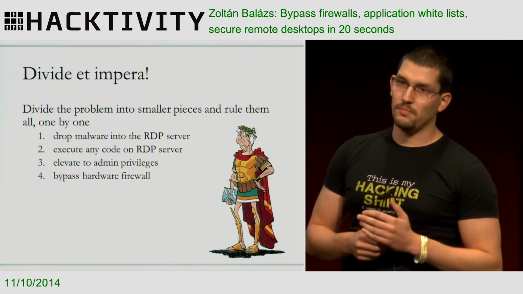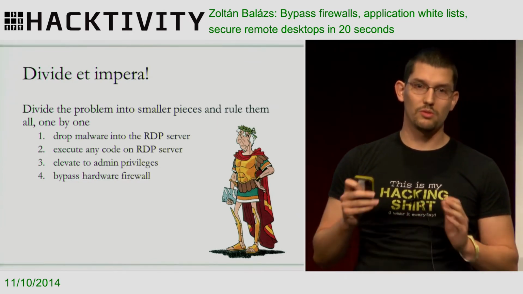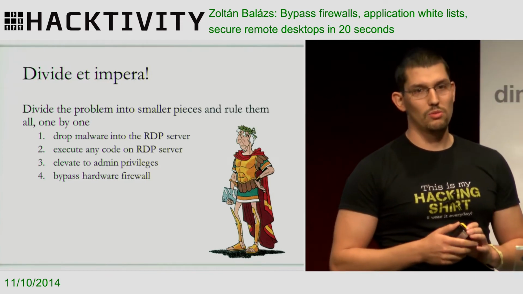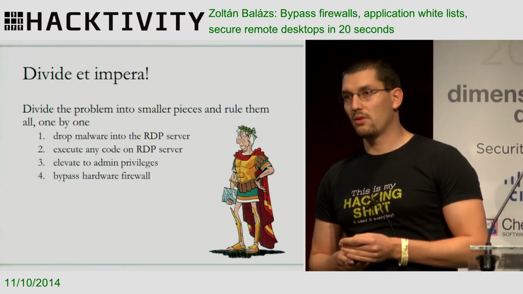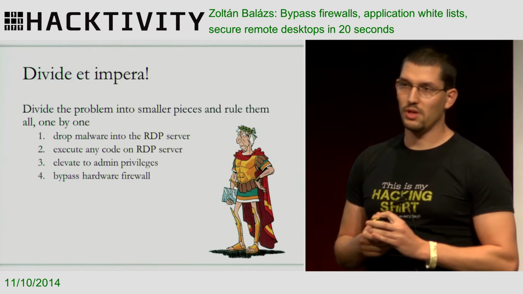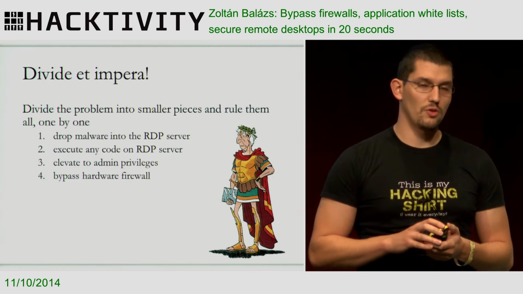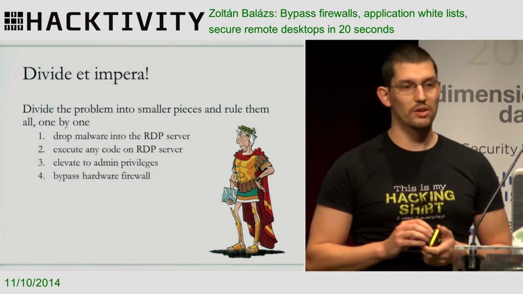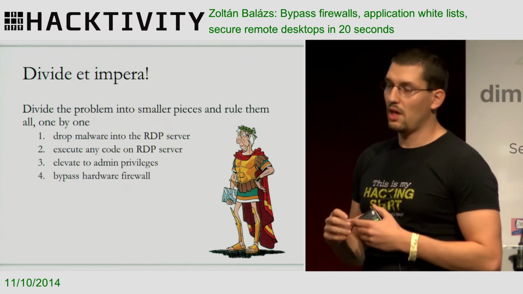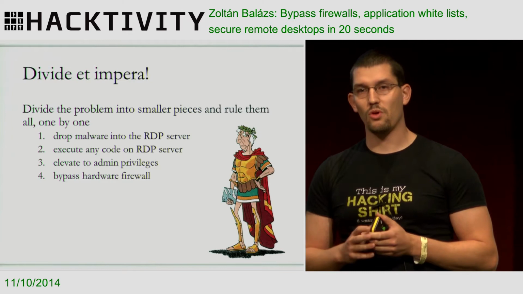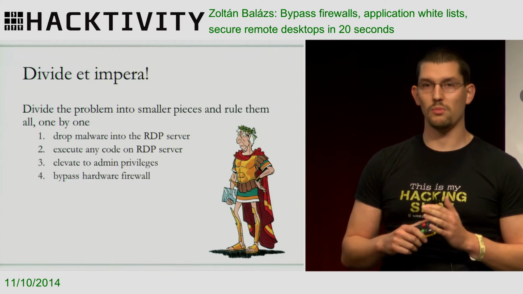Usually when I have to solve such a complex problem, what I do is that I divide the problem into smaller pieces and try to solve all of them one by one. So in my case, I thought that if I can drop my malware into the RDP server and somehow bypass the application whitelist and start my malware there, elevate my privileges to admin level, and bypass the hardware firewall, in this case, I would be able to do my interactive remote command and control channel.